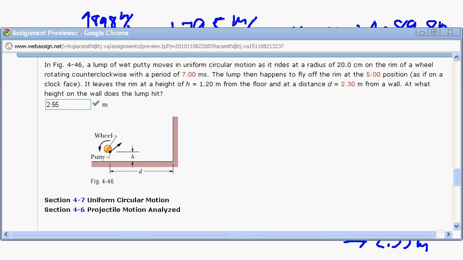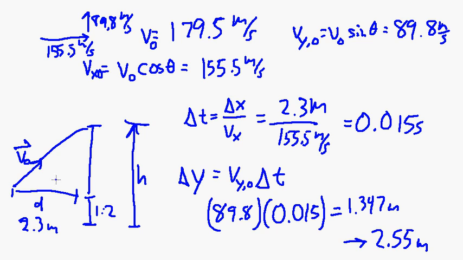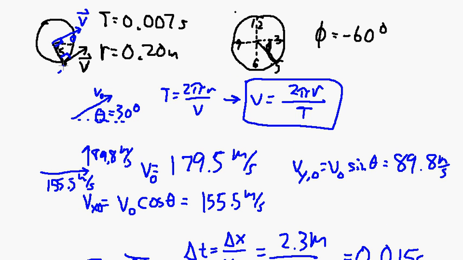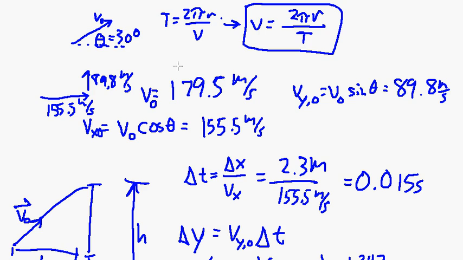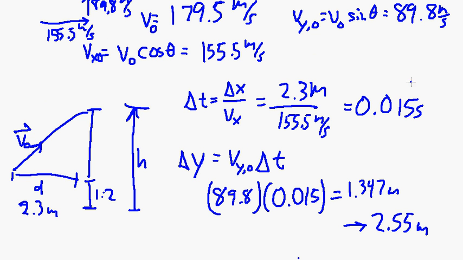So basically the point is, sometimes you can make these little judgment calls where you say, look, this thing is going way too freaking fast for us to even worry about gravity. It's only got to cross this little 2.3 meter gap. It spends 0.015 seconds in there, so it's not going to go anywhere. And it turns out we're correct.